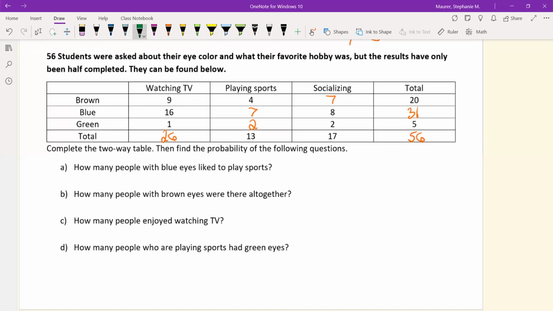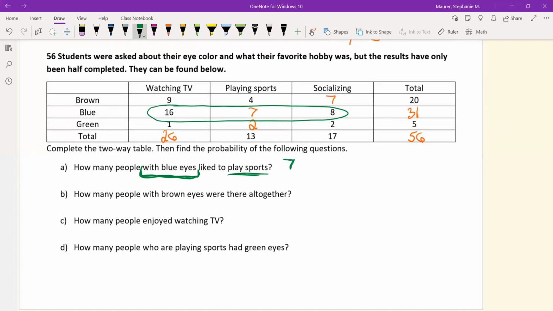It says, how many people with blue eyes like to play sports? So again, here's your stipulation. We are only looking at people with blue eyes. So how many people with blue eyes, they have to have blue eyes, play sports? So let's go to our blue-eyed column. So here's my blue-eyed people. These are the only people we care about. They have blue eyes. How many of those people play sports?